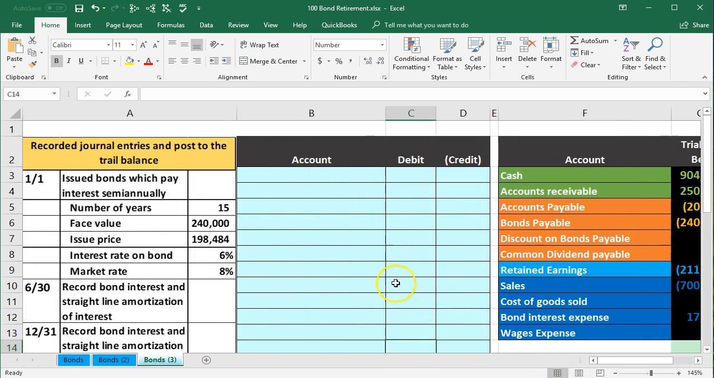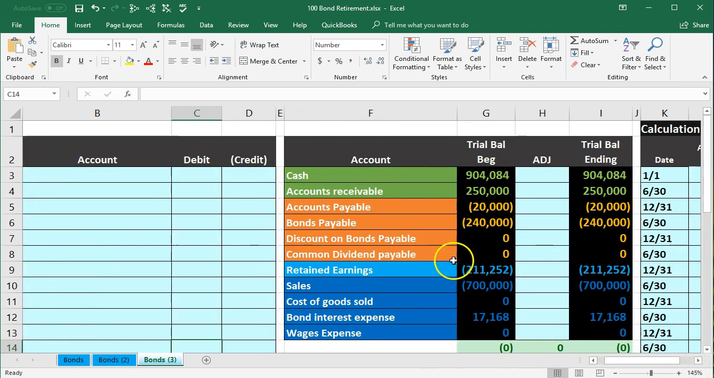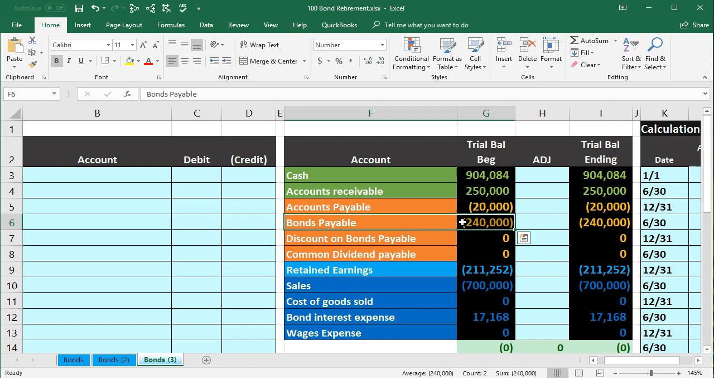So we have 15-year bonds, face amount 240,000. The issue price was 198,484. The interest and the market rates are here, and what we're saying now is we're going to retire the bond. Now, if we look at the trial balance, what does that mean? It means that the bond is on the books for $240,000 and there is no discount or premium. Why? Because we're saying it's at the end. It's 15 years later now, and we've already paid all the interest and we've amortized the discount down to 0.